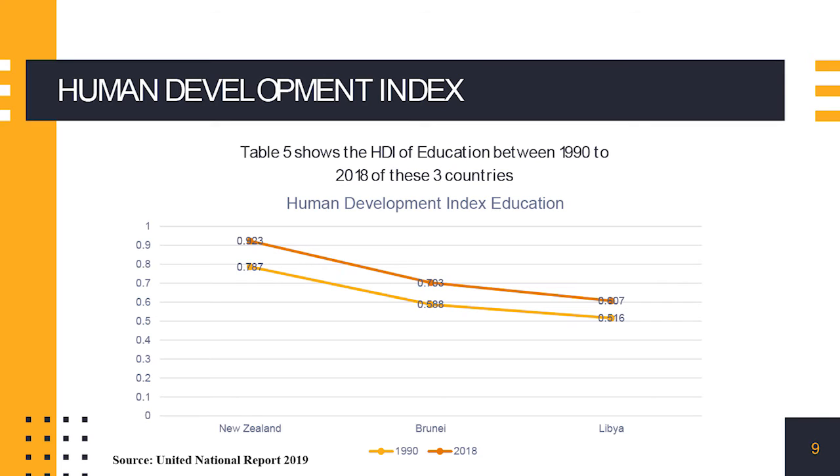This indicates that there is good education in New Zealand and Brunei relative to Libya. These three countries also have a strong index of education for human development. This is because more people are seeking higher educational levels.